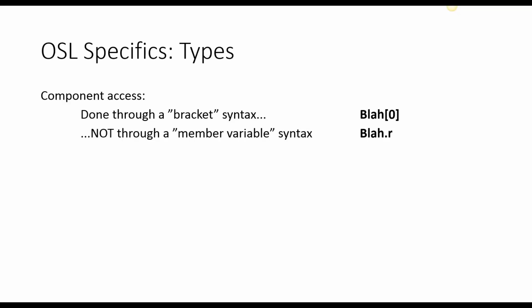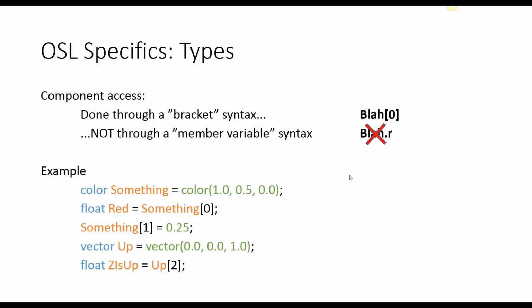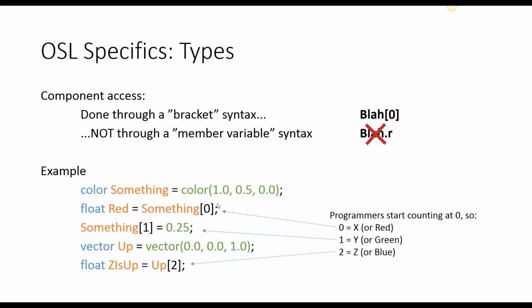Sadly, most other languages use a syntax where you say blah.r to get the red component. Unfortunately, however nice and readable that is, that's not what we do in OSL. We have to do blah, bracket 0, bracket, to get the red component. Here are some examples. We declare a color variable, we call it something, and we assign it the color value 1, 0.5, 0, which is 100% red, 50% green, and no blue. We then declare a float variable named red that we assign to something bracket 0. Bracket 0 is the first component. Yes, programmers start counting at 0, so that means red.